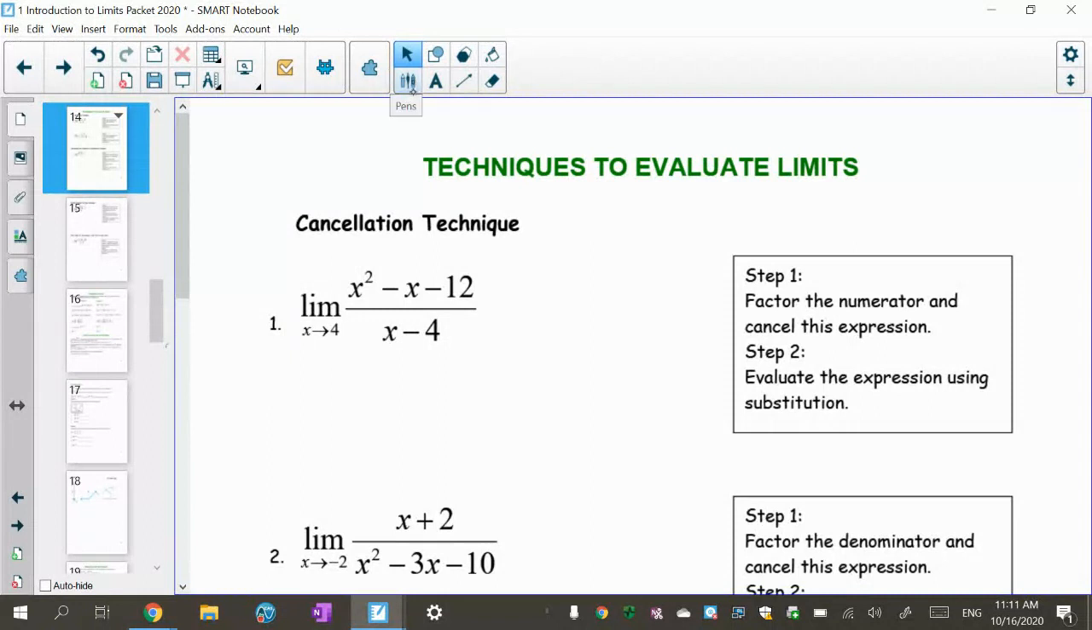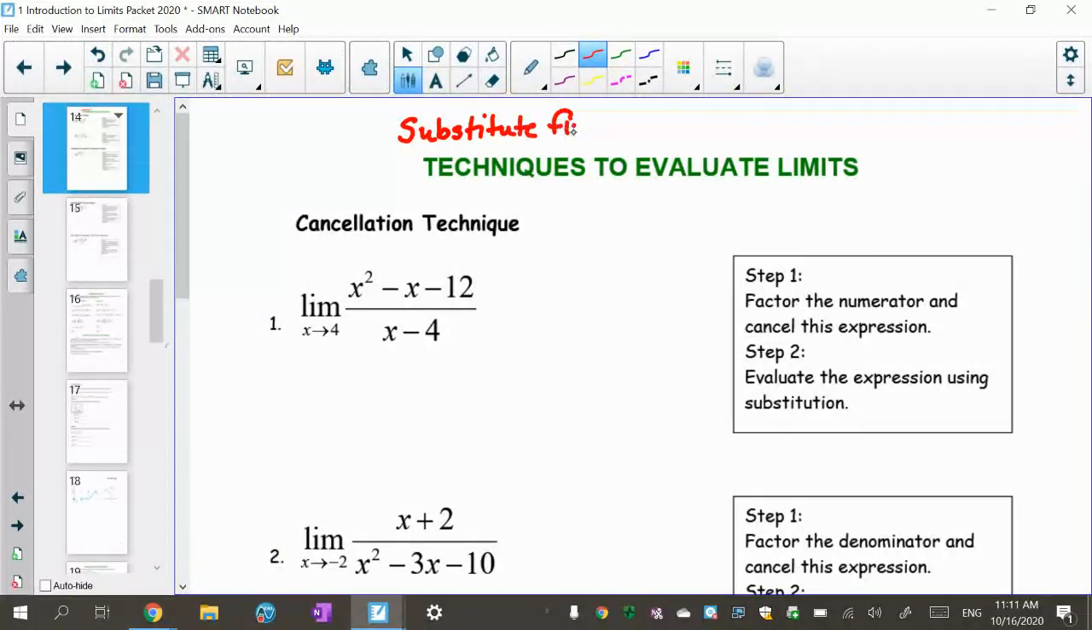the first thing I want you to remember is that we can only evaluate using algebra if you always substitute first. So whatever x is approaching, you substitute first, okay? And make sure you know what's going on. So here I'm approaching x is 4. If I plug a 4 in here, I get a 0. If I plug a 4 here, I get 16 minus 4 is 12 minus 12.